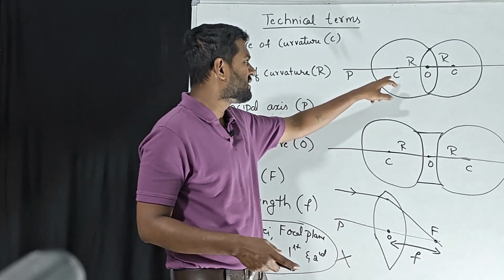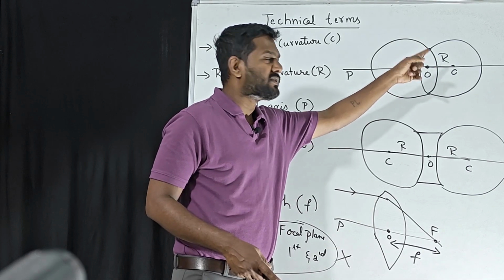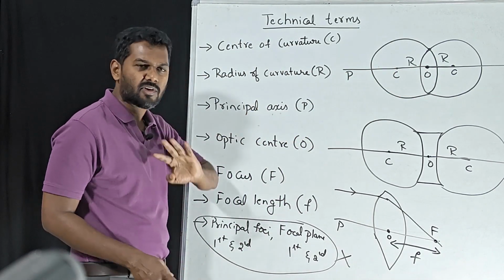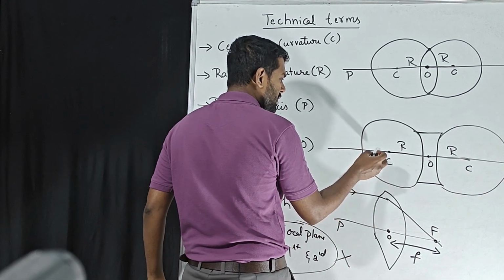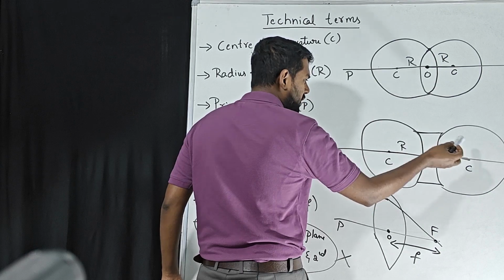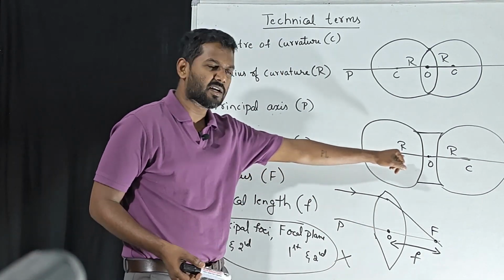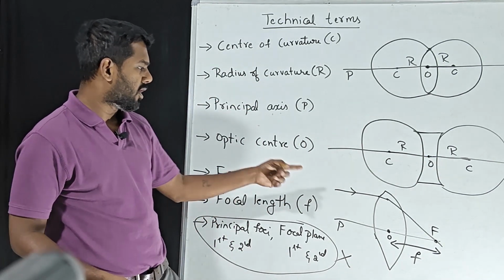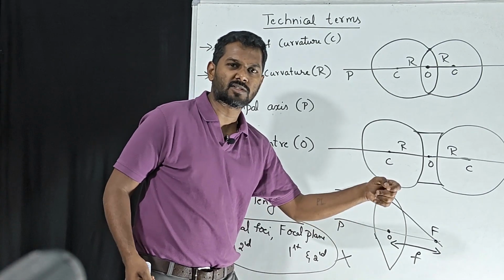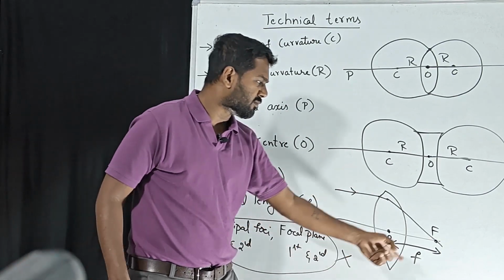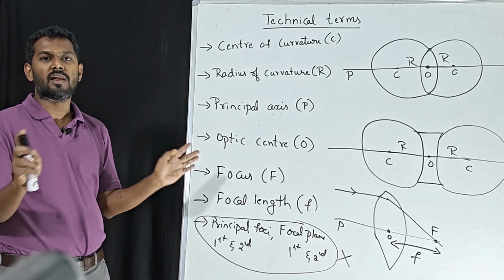The center of a spherical lens is considered the center of curvature. Radius of curvature: the distance from the center of curvature to the optic center or center of the lens is considered the radius of curvature. Then principal axis: the imaginary line passing through the centers of curvature of both the spherical surfaces is called the principal axis. Then optic center, the center of the lens. Then focus: after refraction, the point where the ray crosses the principal axis is called the focus. Then the distance from the focus to the optic center is called the focal length.